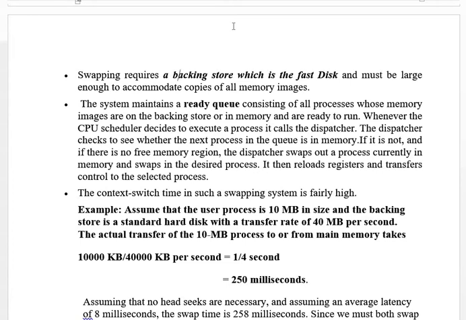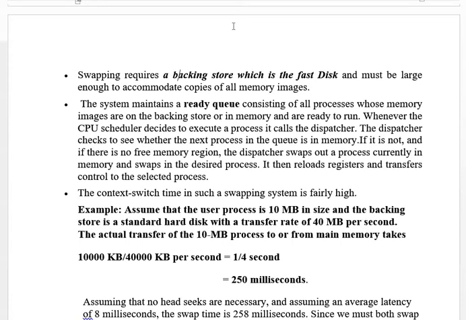Now what happens is, as you know, the system is going to maintain a ready queue consisting of all these processes. So whenever the CPU scheduler decides to execute a process, it is going to call a dispatcher. Now what is a dispatcher? Dispatcher is a module that gives control of the CPU to the process selected by the short-term scheduler.